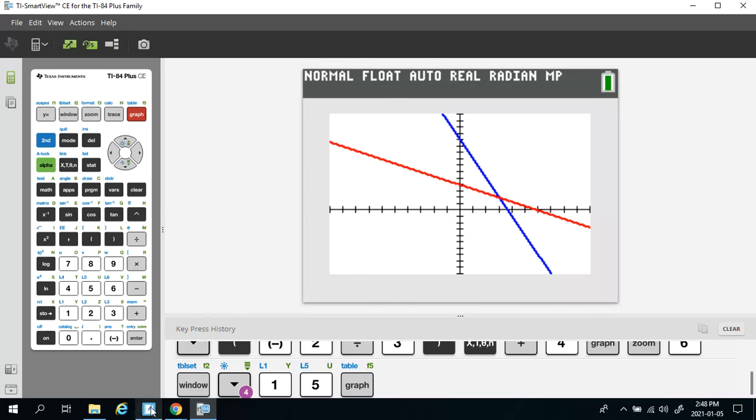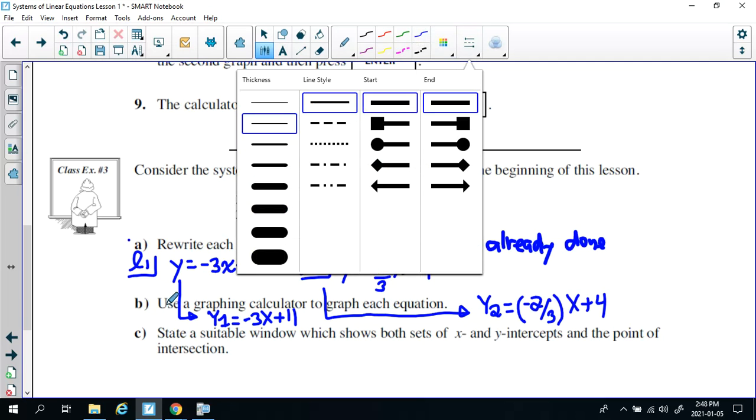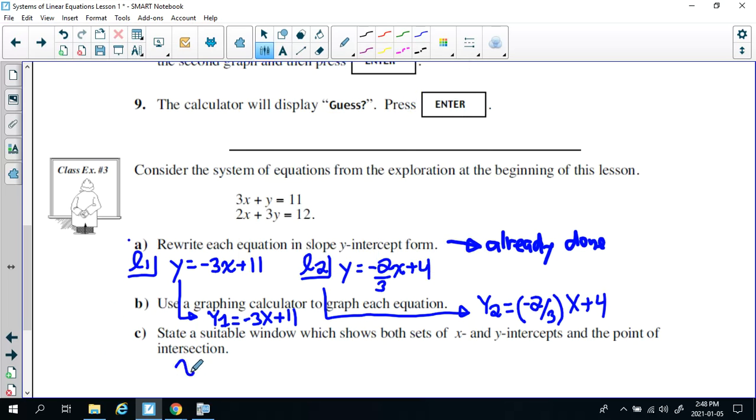Now if I want to state the window settings, I could write it like this. So if I go back here, I could just write down x. The minimum x value is negative 10. Maximum is positive 10. And then the scale is 1. And then y. We just made a small tweak to it. So for y, we went from negative 10 to positive 15. And then the scale is 1.